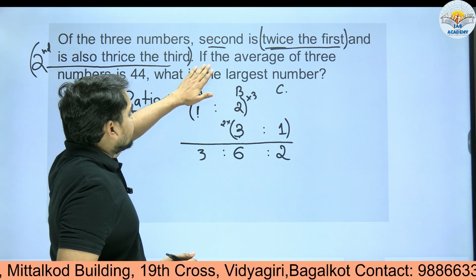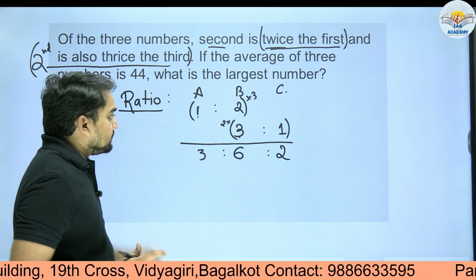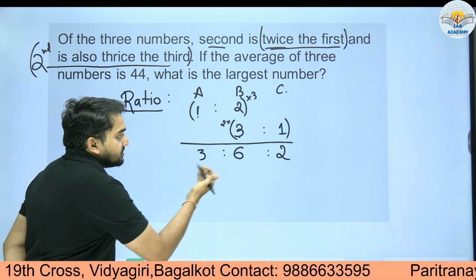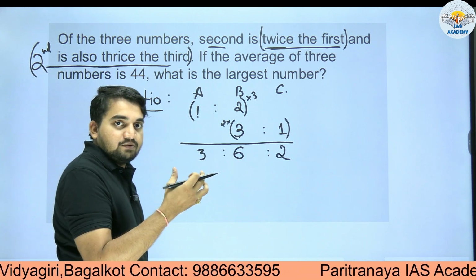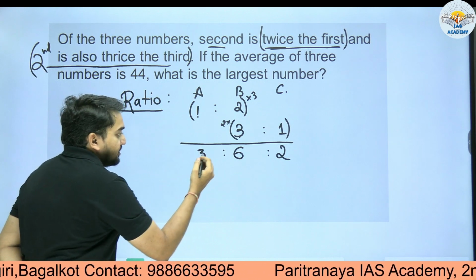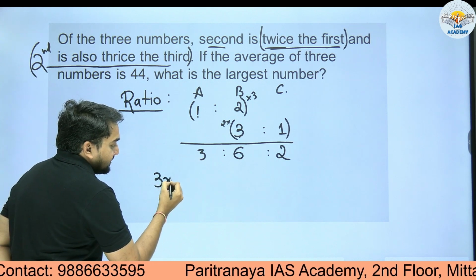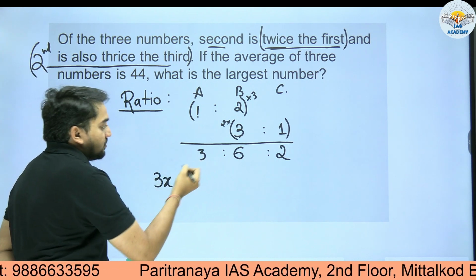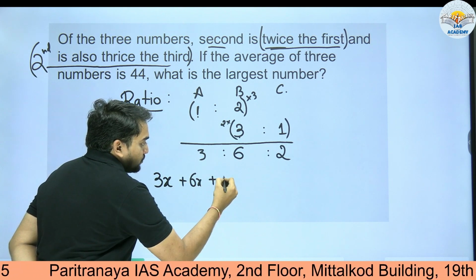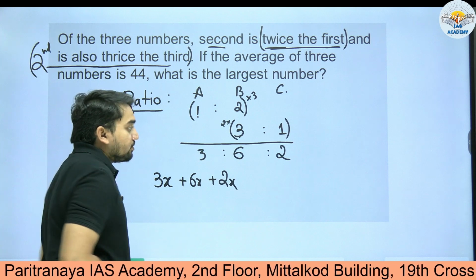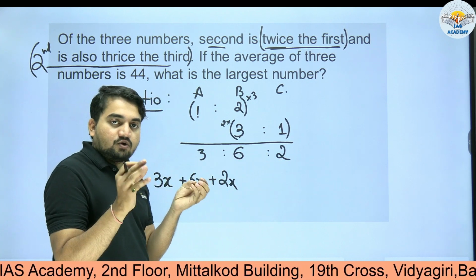Next part: if the average of the three numbers is 44, what is the largest number? They have given the average. If I take out the common factor x, the three numbers are 3x, 6x and 2x. Because they are in ratios, they are not the actual numbers.